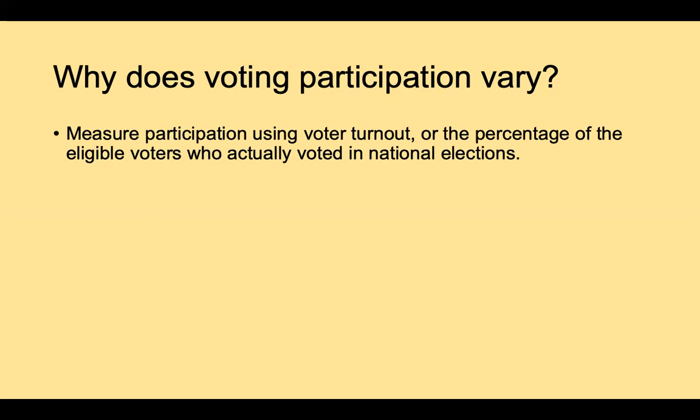This is going to be our indicator, and we'll define that as the percentage of the eligible voters who actually voted in national elections. Typically in the United States, presidential elections have brought out between 50 and 55% of eligible voters. I think this year it was actually significantly higher, although I don't know what the precise turnout was.